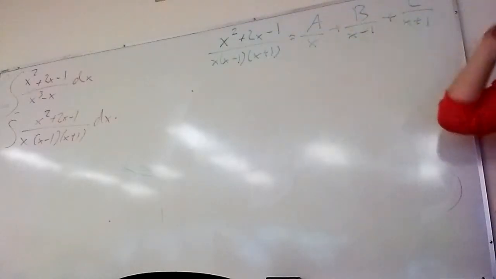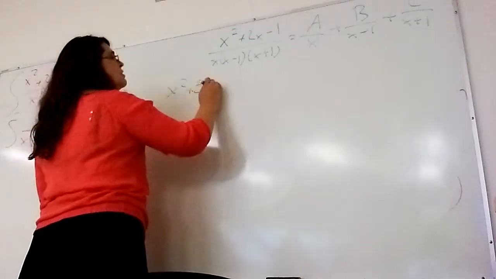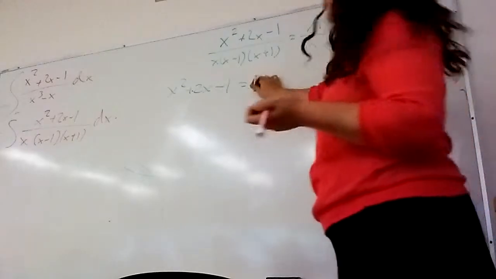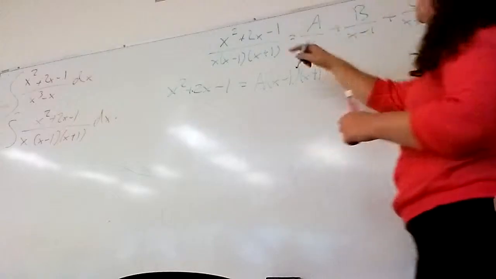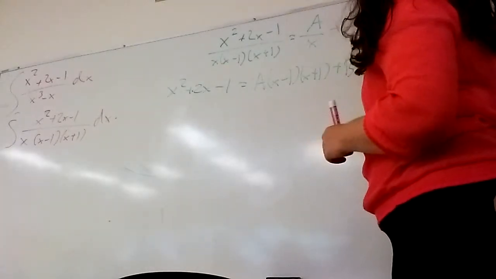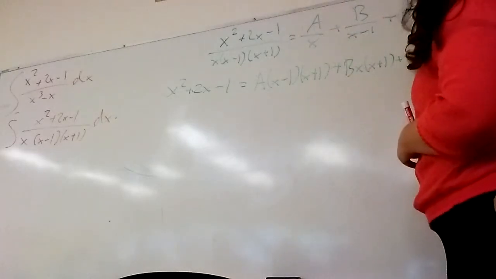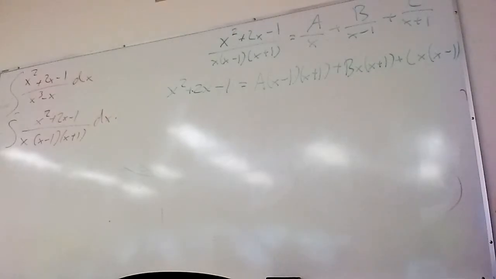So first we're going to multiply both sides by that least common denominator to clear the denominators. On the left, we'll get x squared plus 2x minus 1. In the a term, the x's are going to be canceled. I'll be left with a times x minus 1 times x plus 1. In the b term, the x minus 1s will cancel. I'm left with b times x plus 1. And in the c term, the x plus 1s cancel. I'll be left with c times x minus 1. And then I've got to find a, b, and c. This one's going to be an easy one that I can do by just plugging in different values for x.